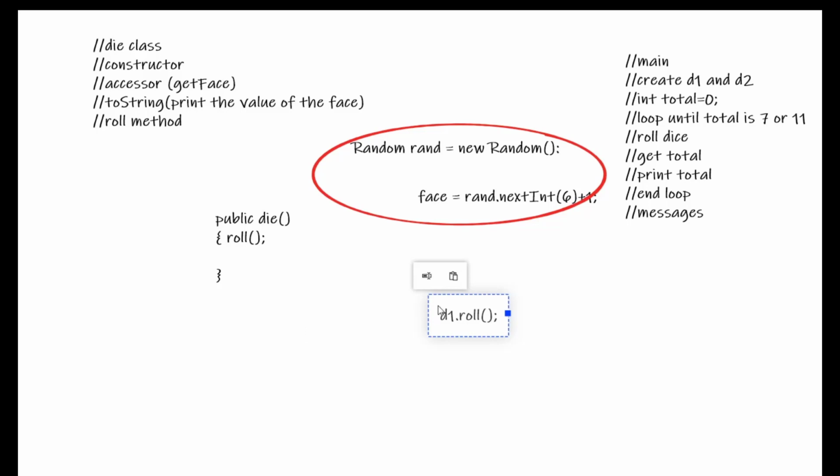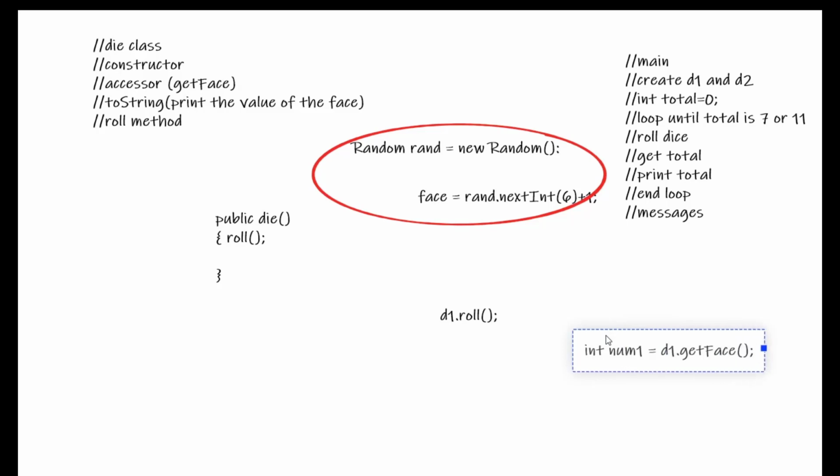So you've rolled it here, but you need to know what its value is so that you can get the total. So you need that getFace accessor method here so that you can get the face of the first one and then get the face of the second one and add them both together to get your total.